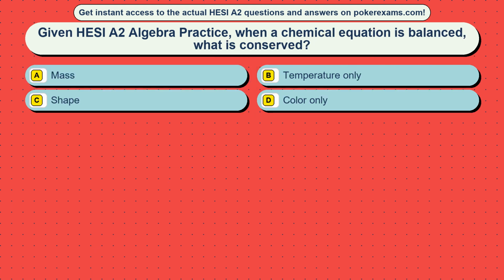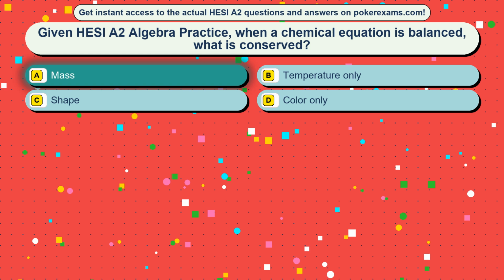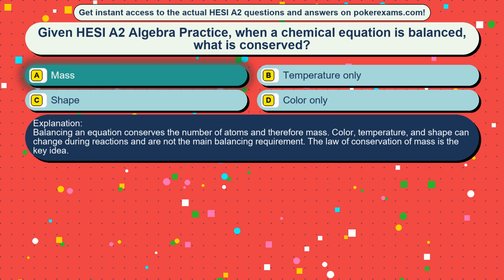Given HESI A2 algebra practice, when a chemical equation is balanced, what is conserved? Option A, mass. Option B, temperature only. Option C, shape. Option D, color only. The correct answer is option A, mass. Balancing an equation conserves the number of atoms and therefore mass. Color, temperature, and shape can change during reactions and are not the main balancing requirement. The law of conservation of mass is the key idea.